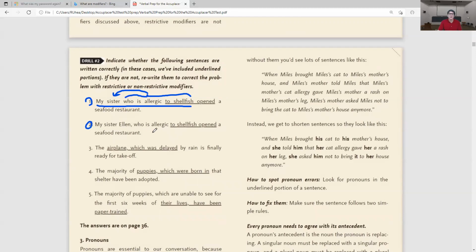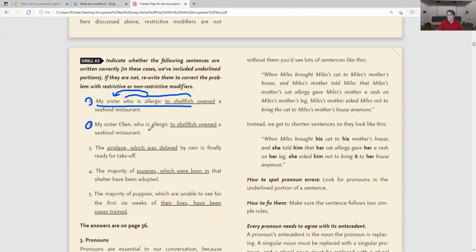And I should remind you that in these type of problems, it has a part of the sentence underlined. The part of the sentence underlined is the one you have to decide whether it's correct or not. You can assume the part that's not underlined is correct. You have to decide if you need to change the part that's underlined. So my sister Ellen, comma, who is allergic to shellfish, opened a seafood restaurant.